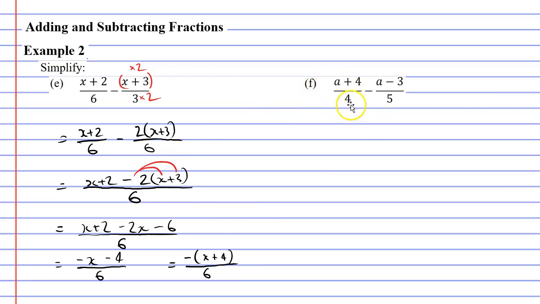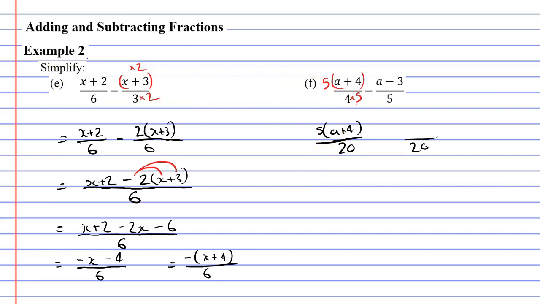Once again, we just want to make the denominators the same. We can turn both 4 and 5 into 20. So the first fraction is going to have a denominator of 20, and the second fraction is going to have a denominator of 20. So I have to multiply my 4 by 5, because 4 times 5 is 20, which means I need to multiply a plus 4 by 5 as well. So I'm going to have 5 bracket a plus 4, like so, over 20.